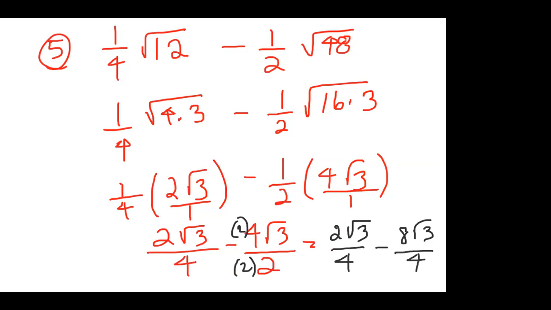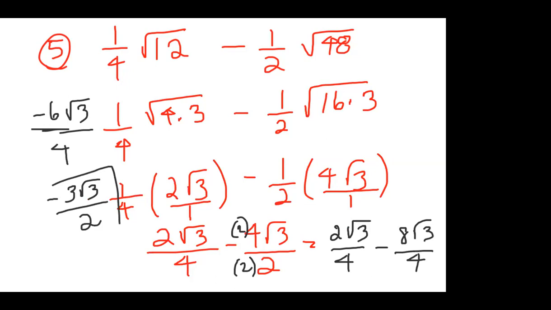So now that the denominators are the same, we are going to keep the denominator. I'm writing it to the side, guys, okay? And we're going to subtract: 2 radical 3 take away 8 radical 3 leaves you with negative 6 radical 3. But of course, it's a fraction. If it can be simplified, you must simplify it. And yes, this one can be reduced because both 6 and 4 are divisible by 2. So the answer for this one turns out to be negative 3 radical 3 over 2, guys.